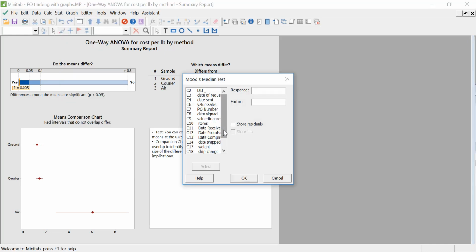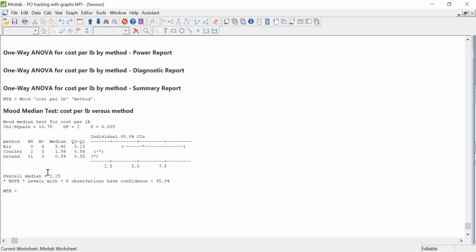The response, again, is cost per pound. The factor is the shipping method. And now we get output that tells us, a p-value less than 0.05 means there are significant differences. And when I look at these confidence intervals, even not using the assumptions of normality, I can tell that the cost for air shipping, cost per pound, is much greater than courier or ground. Same information.